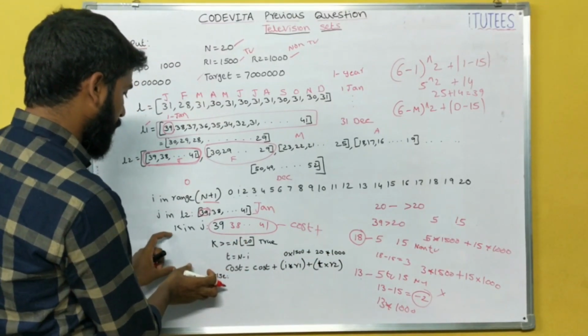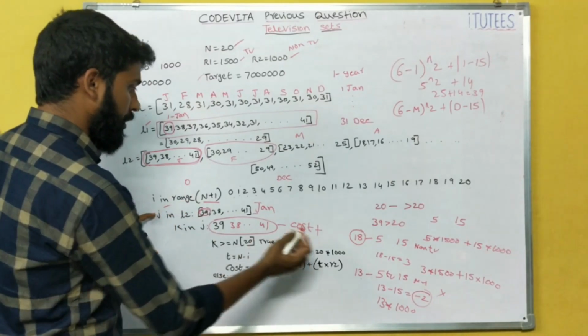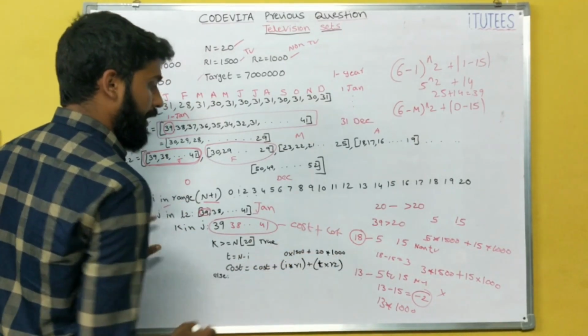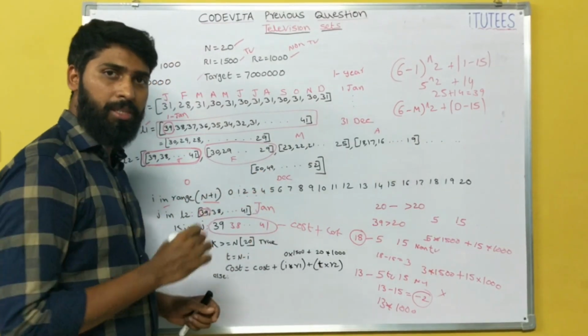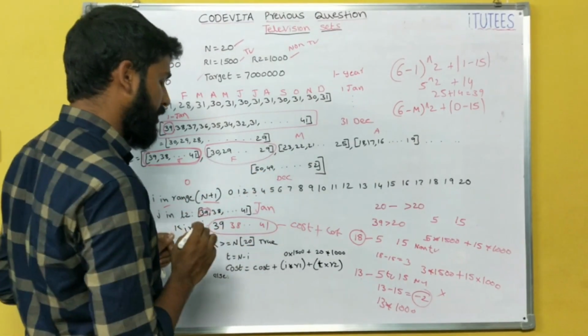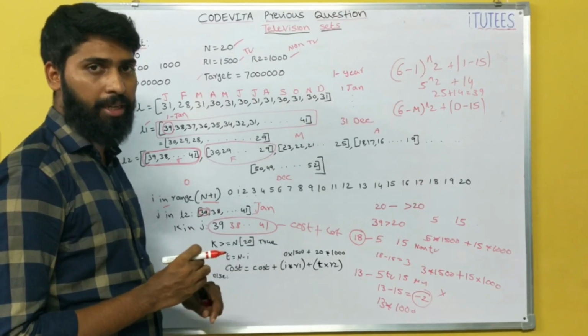After completion of this loop, we are going to here. So that means February cost. In this way, you can calculate all the months cost. After completion of that, you are going to find the final cost of that year.